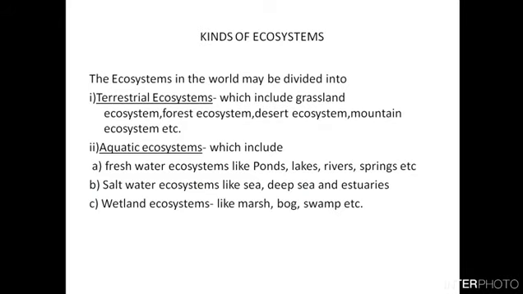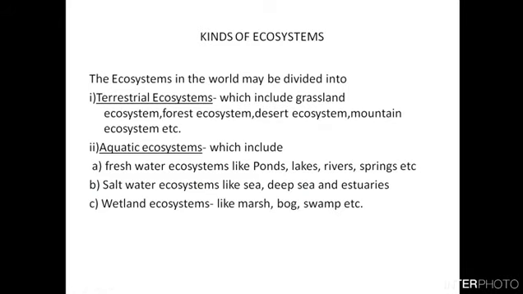Okay, it also forms one kind of ecosystem. Then you have one wetland ecosystem, where the land is always wet. In fact, it is swampy or marshy, like marsh, bog, and swamp, etc. Okay, here the land is never dry. It is half submerged in water.